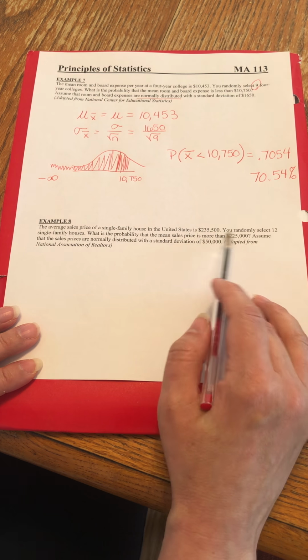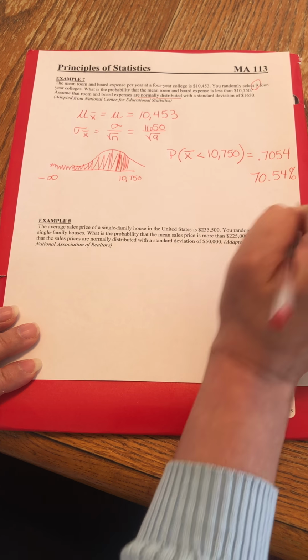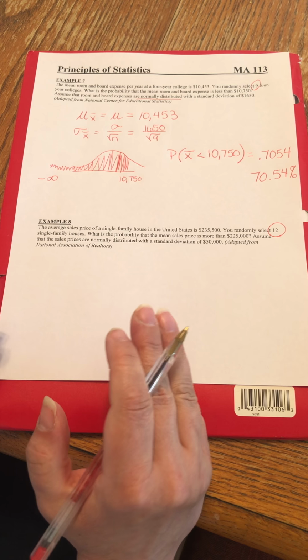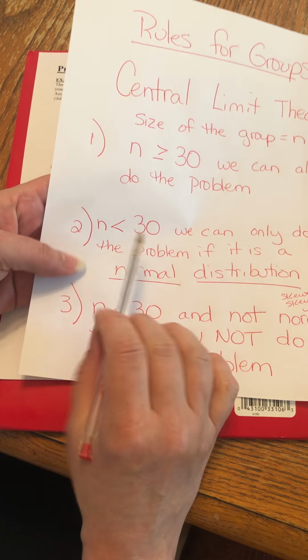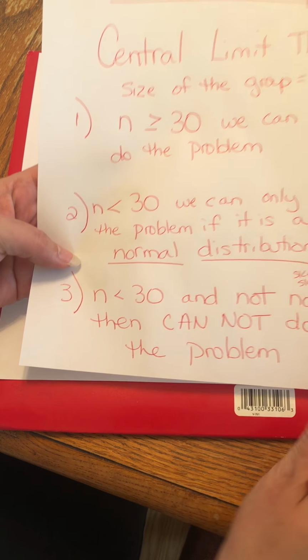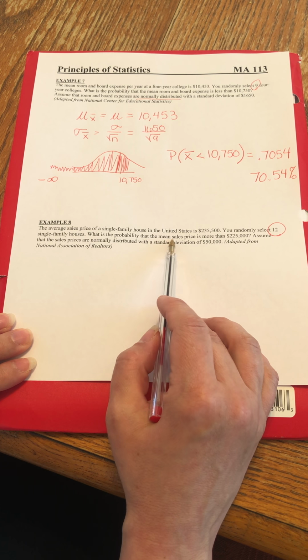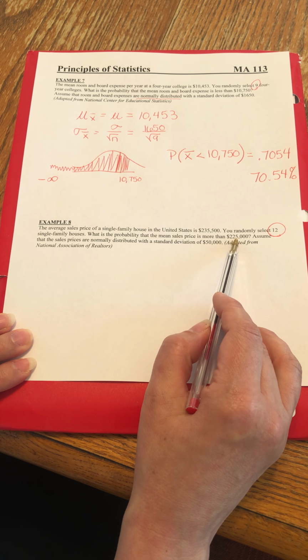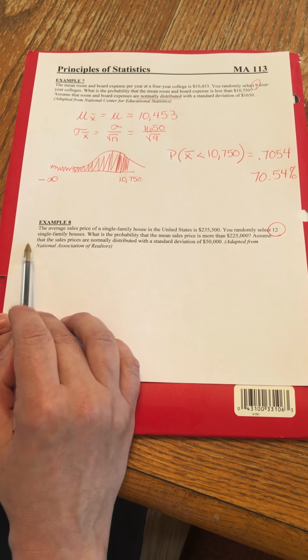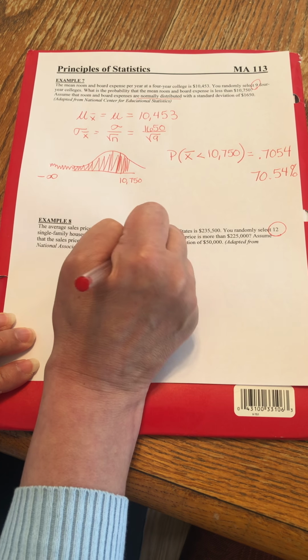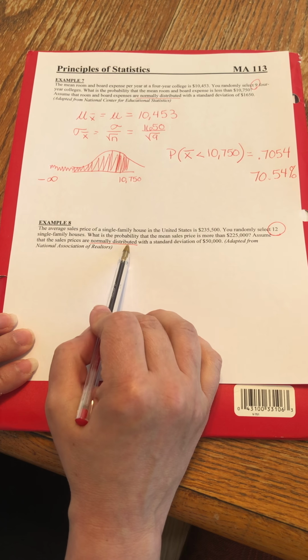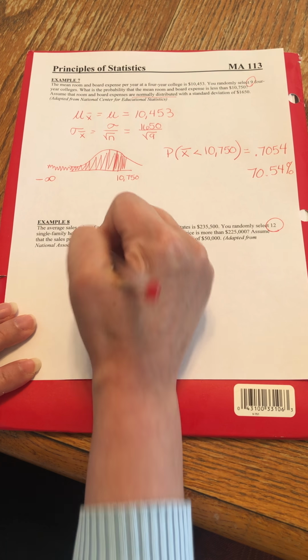Next problem. The average sales price of a single-family house in the United States is $235,500. There's your mean. You randomly select 12. Be careful, 12 is under 30. Remember, if it's under 30, we have to make sure it says it's a normal distribution. What is the probability that the mean sales price is more than $225,000? Assume that sale prices are normally distributed. We see the words normally distributed, therefore we can do the problem.